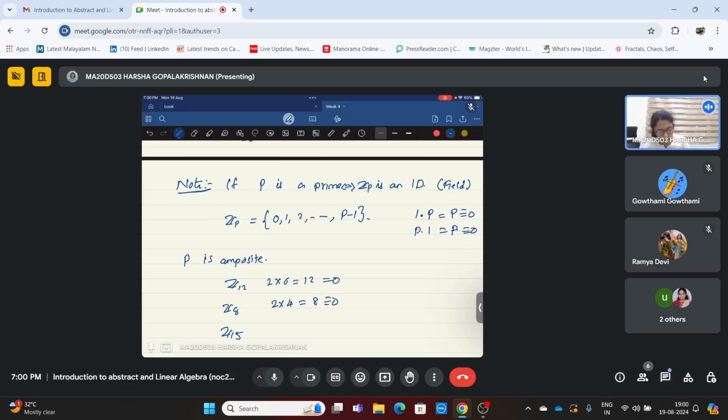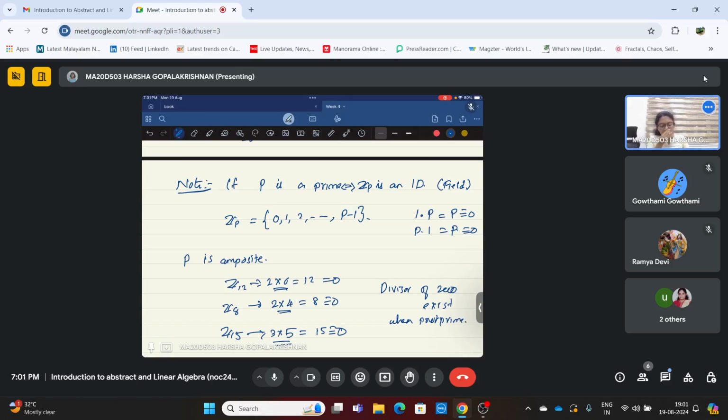If I am taking Z_15, we can write 3 into 5 equal to 15, which is the same as 0, correct? So, if it is not a prime, obviously we will have two smaller elements which multiply to give the given element. In that case, we always have a divisor of 0. Here we can see 2 and 6 are divisors of 0 in Z_12. 2 and 4 are divisors of 0 in Z_8. 3 and 5 are divisors of 0 in Z_15. So, divisors of 0 exist when P is not prime.